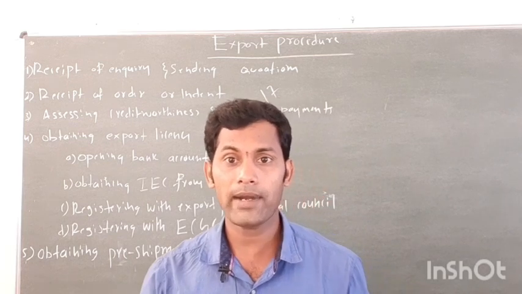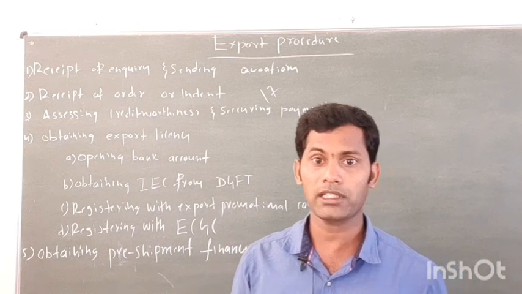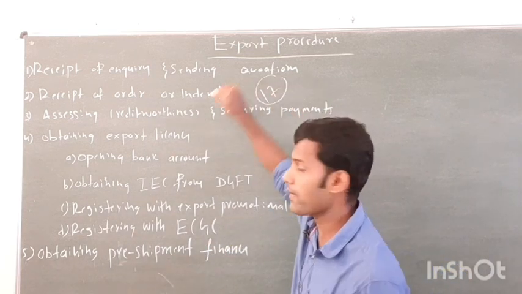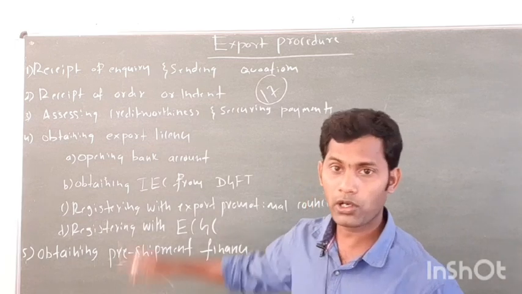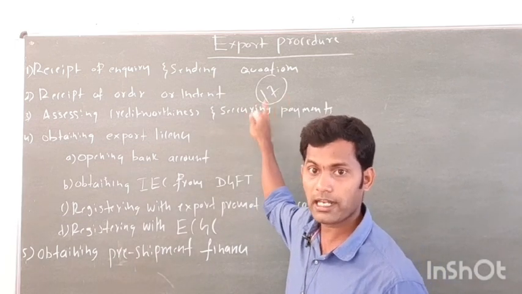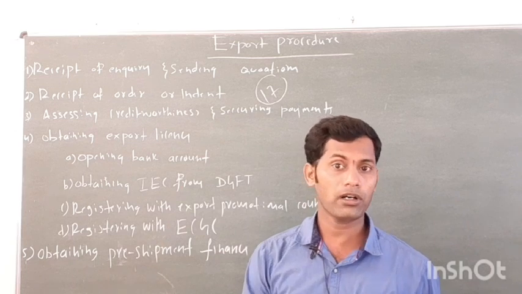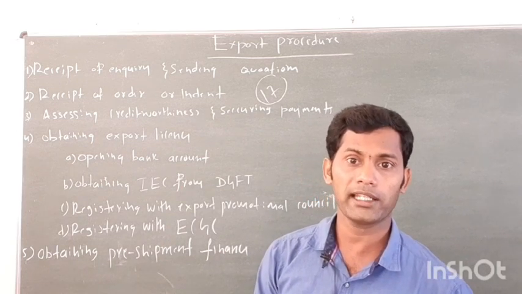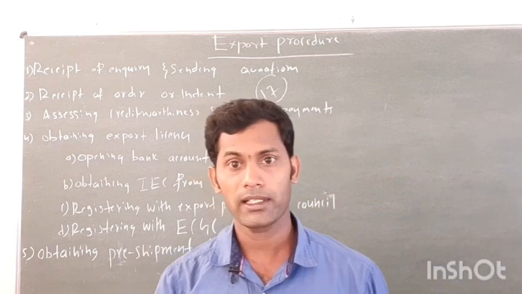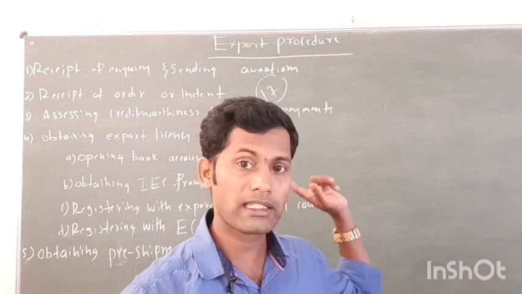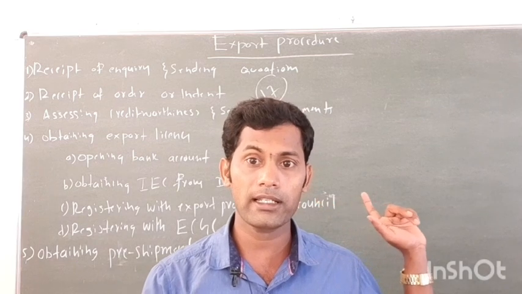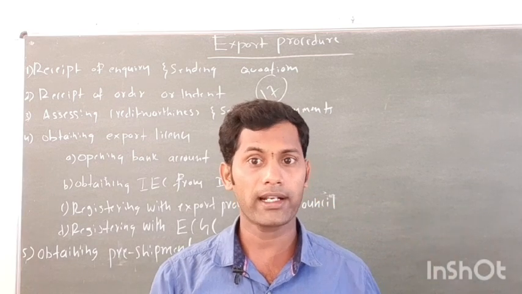Here we have 17 steps, 17 procedures under export procedure. We should follow all the 17 steps to export our product. Otherwise we can't sell our product to another country, we can't export it. That's the reason we have to follow all the 17 steps under export procedure, then only we can sell our product to the foreign country.